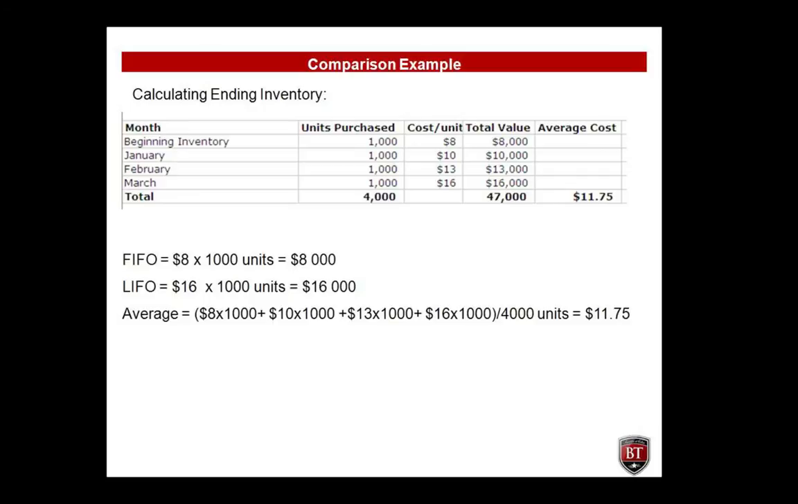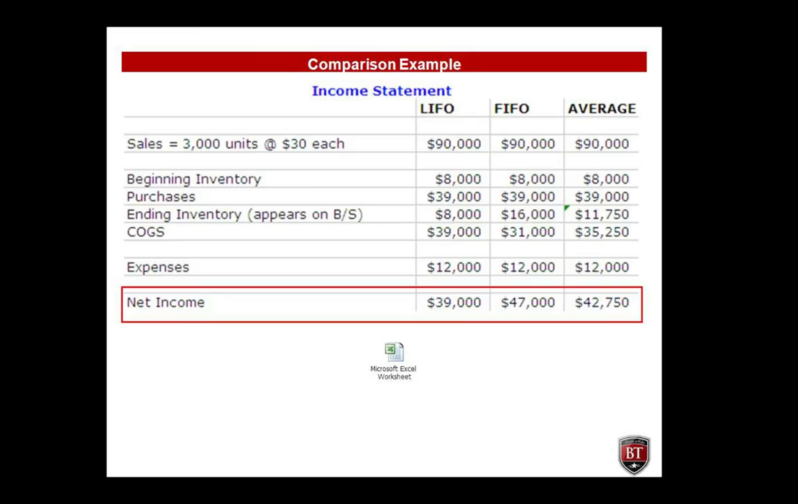So how can we calculate the ending inventory for the three different methods? First in, first out takes the first unit cost, $8 times 1,000, which is 8,000. Last in, first out takes the last unit cost, $16 times 1,000, that's 16,000. Average takes the weighted average of the four items, resulting in $11.75. Now we have all the three methods calculated.